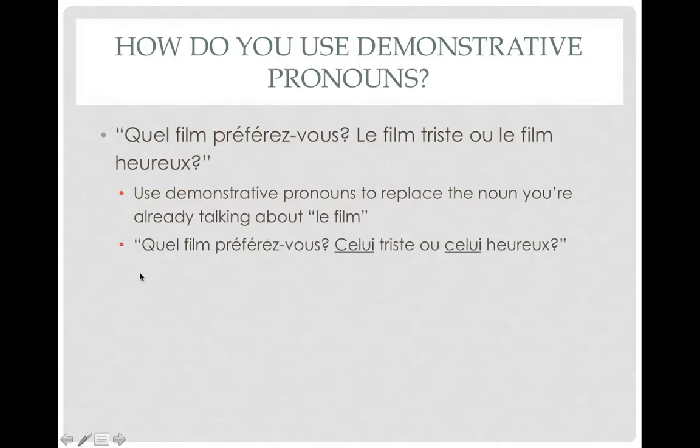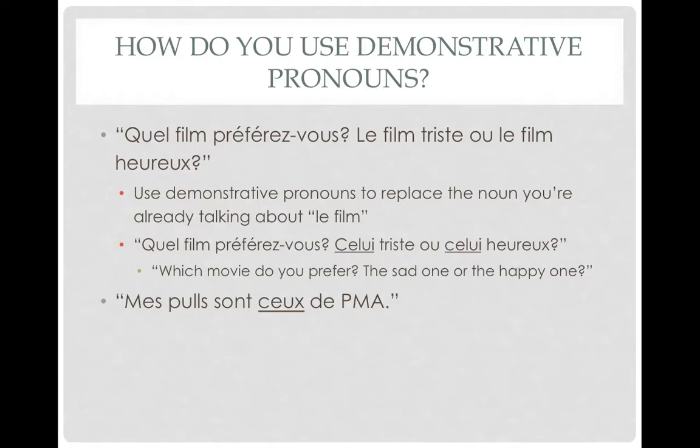So we could change this to say, quel film préférez-vous? Celui triste ou celui heureux? That way we're not as repetitive, we don't have to keep saying le film over and over. So this would translate to, which movie do you prefer? The sad one or the happy one? And we do this all the time in English. You probably don't realize it, but you do this all the time in English. So now we're just moving that to French.